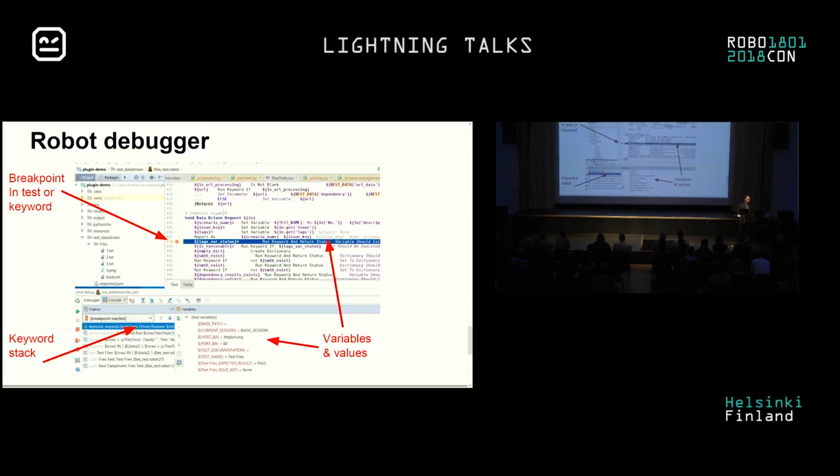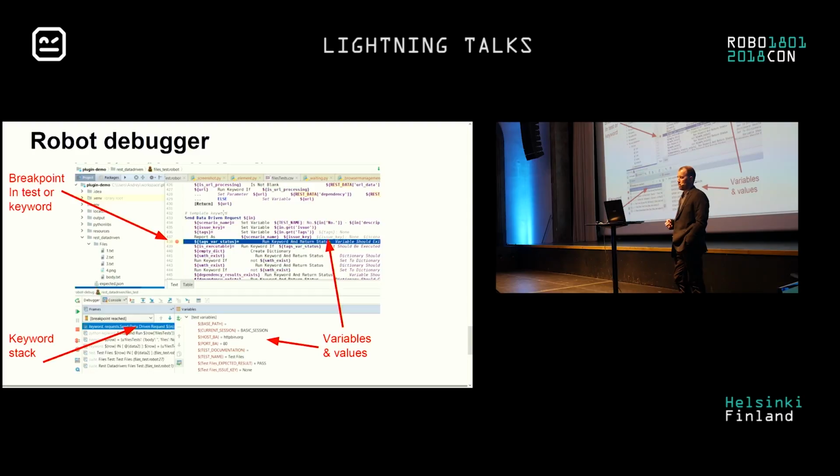So last but not least was the debugger feature. We were able to implement a full-featured debugger for Robot test cases for the IntelliJ IDEA plugin. Once you set up a breakpoint in a test case or in a keyword implementation, you can step through different instructions. You can see the whole keyword stack. You can see all the variables and their values. So it makes test case development with Robot quite comfortable, almost as productive as you would be with conventional languages like Python or Java or whatever else.